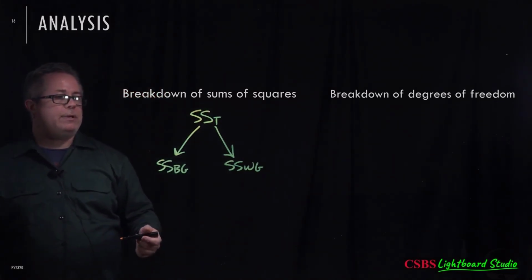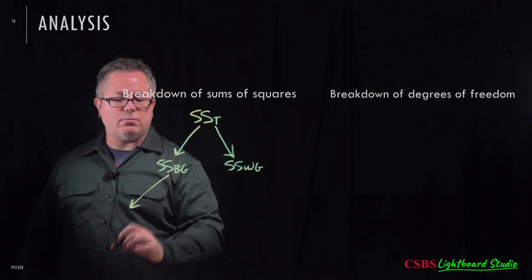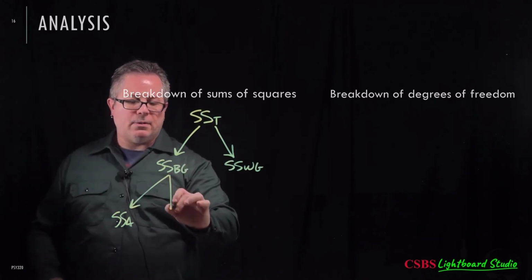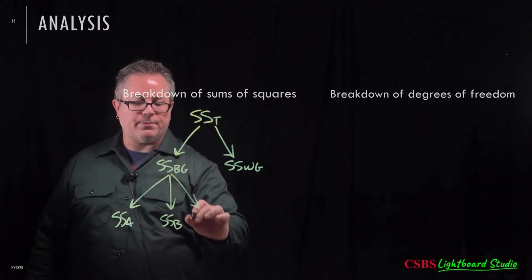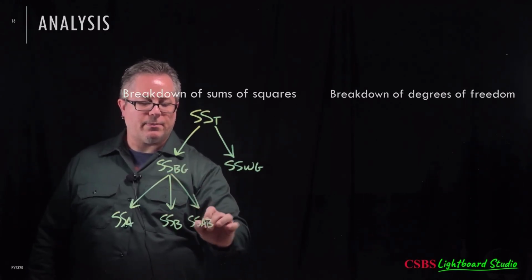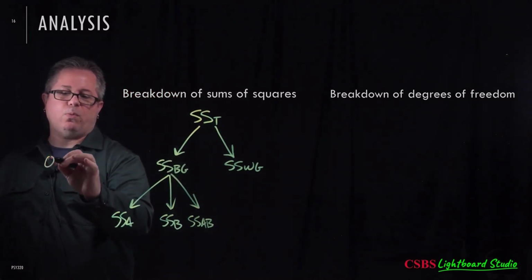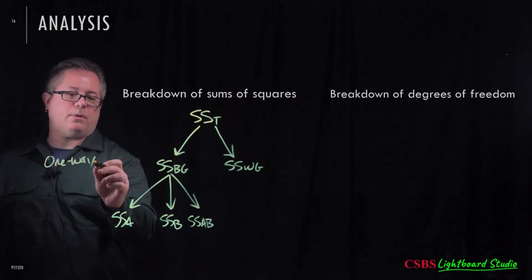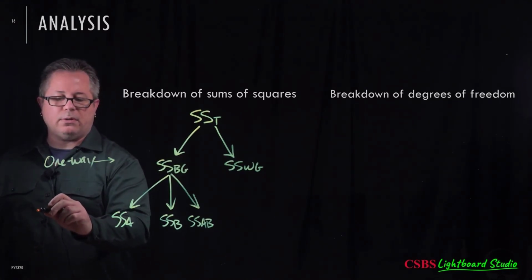So all we're doing now is taking this and breaking it up even further. The sum of squares between groups is now sum of squares for A, sum of squares for B, and sum of squares for A, B. That first breakdown is at the level of a one-way ANOVA, and down here is what's going on when we get to a factorial.